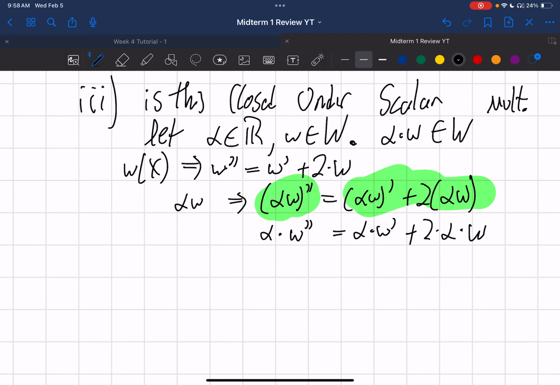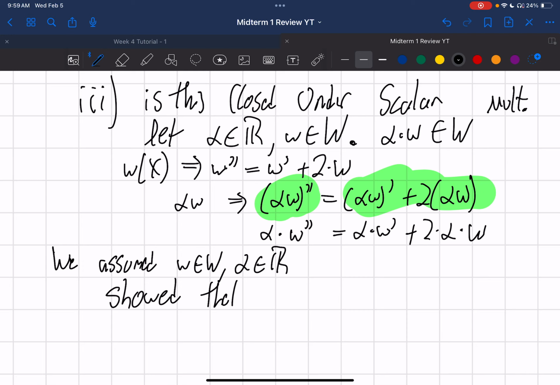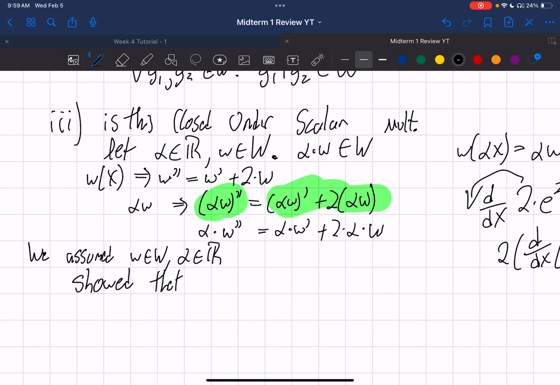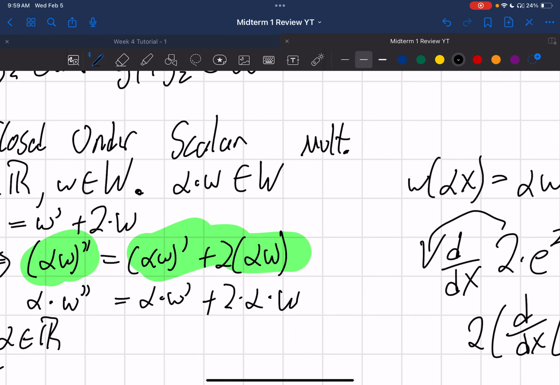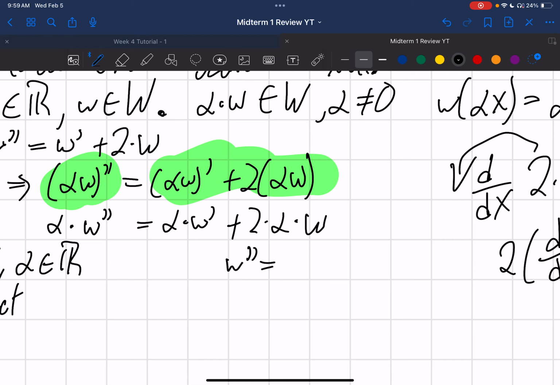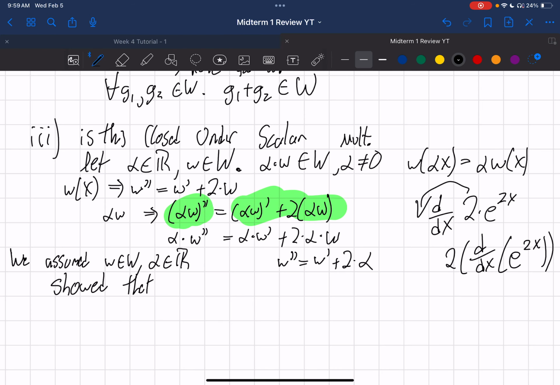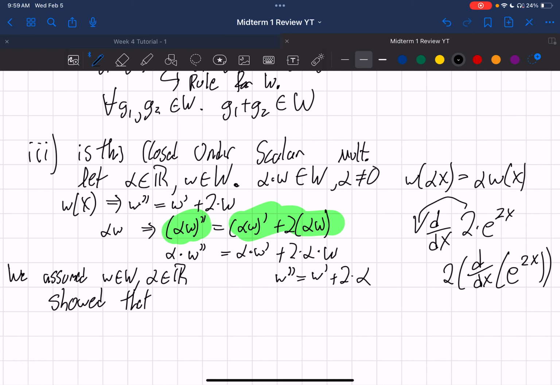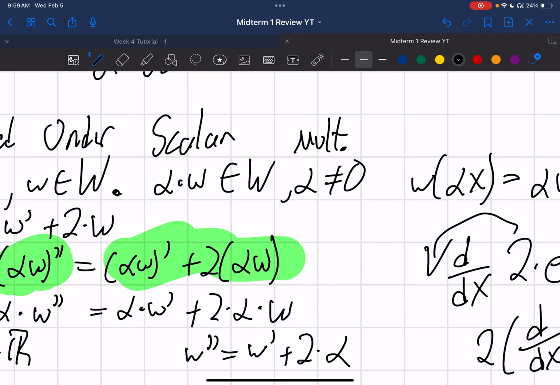Now, what this looks like to me is we assumed that we have w in our space and alpha is a real number, and we just showed that, I guess you could also just choose something like, maybe you should specify alpha is non-zero here, and then you can divide out by alpha, where you have w double prime is equal to w prime plus 2 times w. Okay? Because we want to see if this holds for all alphas. It clearly holds for alpha equal to 0. That's just the trivial case where 0 is equal to 0 plus 0. Okay?